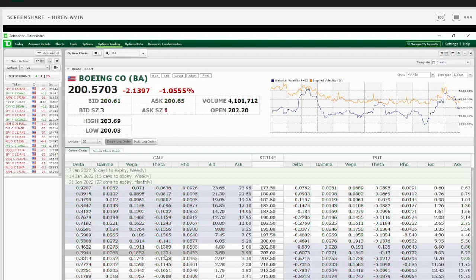Just based on time value. A lot of traders will look at this and keep an eye on the theta because it works in their favor. They want the option to go down in value. They count on theta.